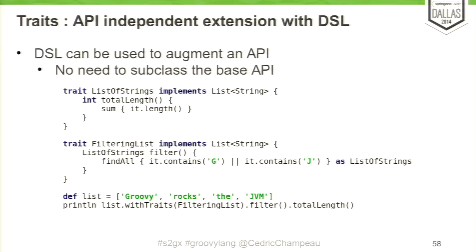So what I can do now is have a list of elements with the filtering trait, and then the filter method comes from there, and the totalLength method comes from the coercion here. So you can compose new DSLs very easily with that.